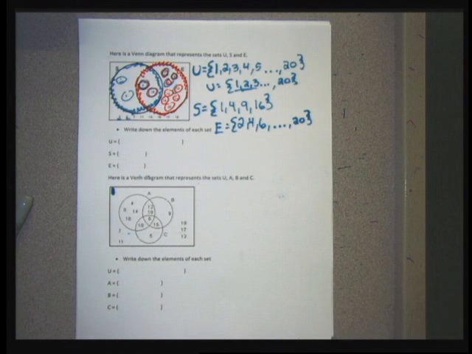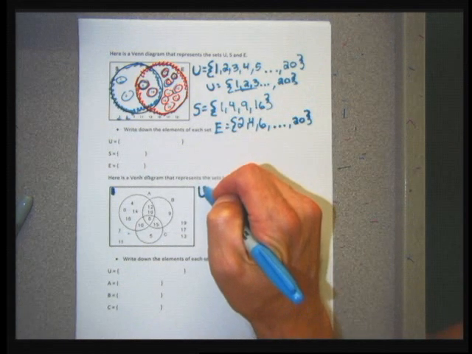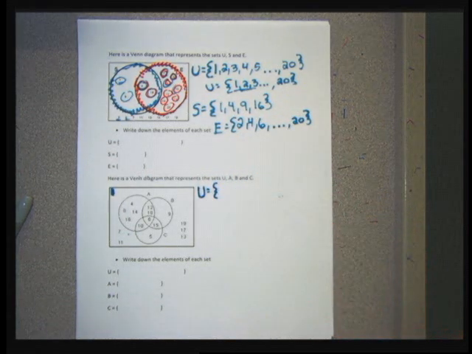So same issue here. I have a picture of a universe, a Venn diagram, and any number inside this Venn diagram is part of this universe. And I'm going to try to list all the elements that make up this universe going from smallest to largest.